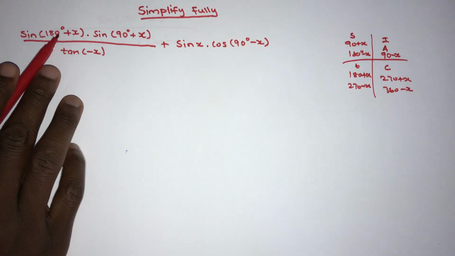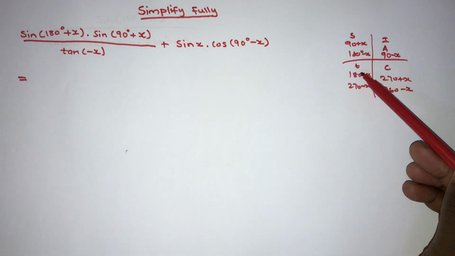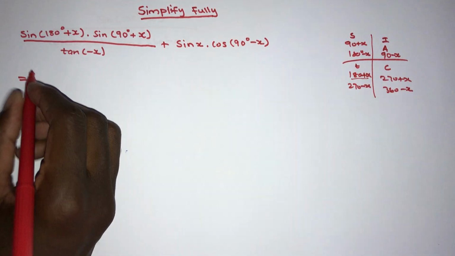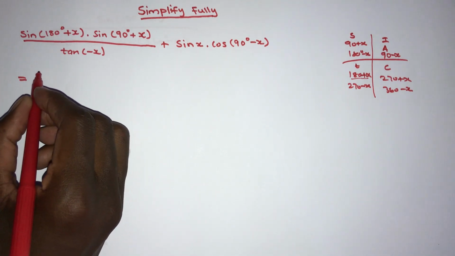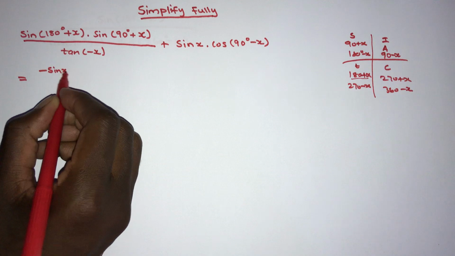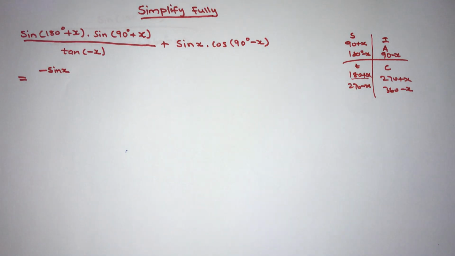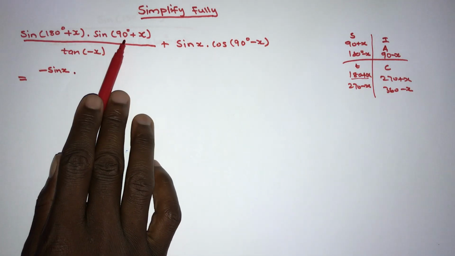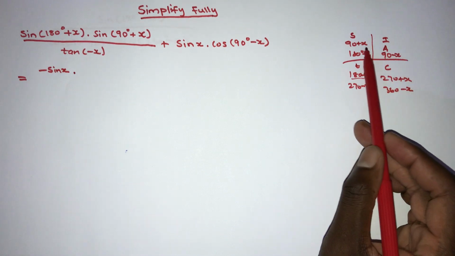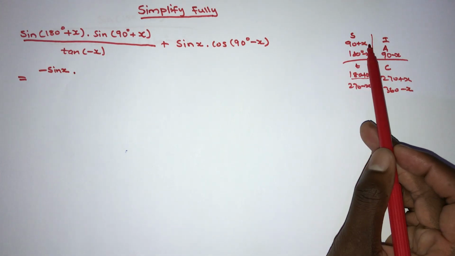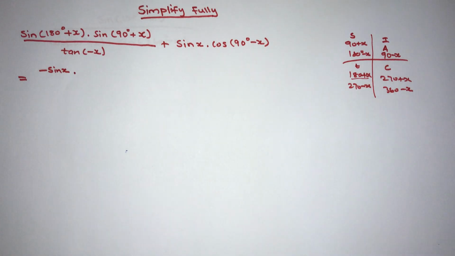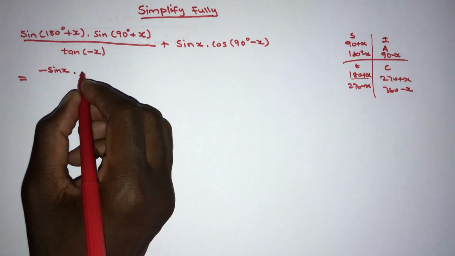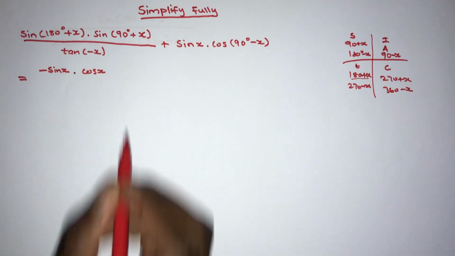So let's start with sine of 180 plus x. When we check, 180 plus x is in quadrant number 3, where only tan is positive. That means sine of 180 plus x becomes negative sine x. Then we multiply by sine of 90 plus x. Since it's 90, sine will change into cos, and in this quadrant sine is positive, so it becomes positive cos x.